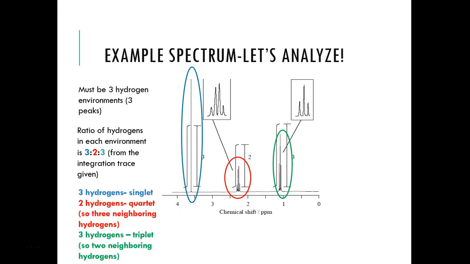We know that the first 3 hydrogens, the blue hydrogens, are a singlet. The 2 hydrogens, the red ones, are a quartet, so there must be 3 neighboring hydrogens. And then the 3 hydrogens in the green environment are triplets. There must be 2 neighboring hydrogens. So those red and green hydrogens probably go together. That's probably an ethyl group, right? Because we have the 2 hydrogens, and then on the next carbon there'd be 3, and then those 3 hydrogens on the next neighboring carbon there'd be 2, if that makes sense.